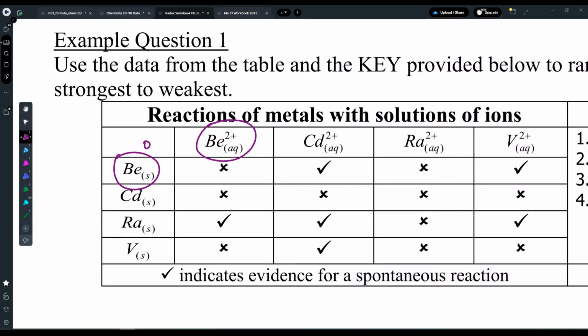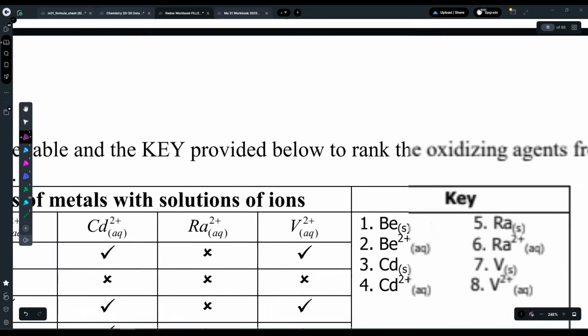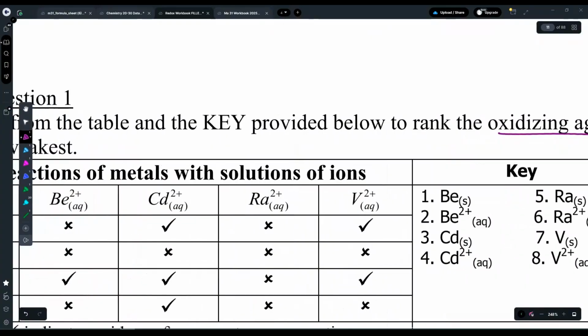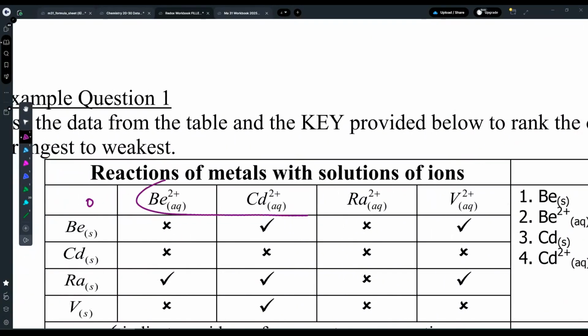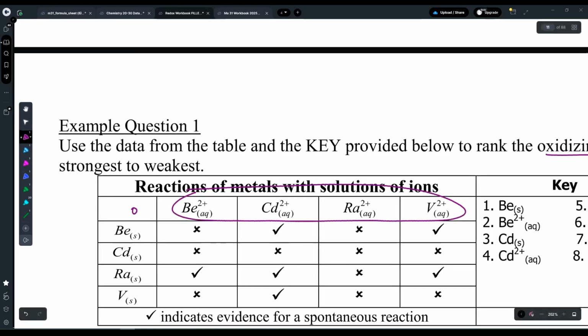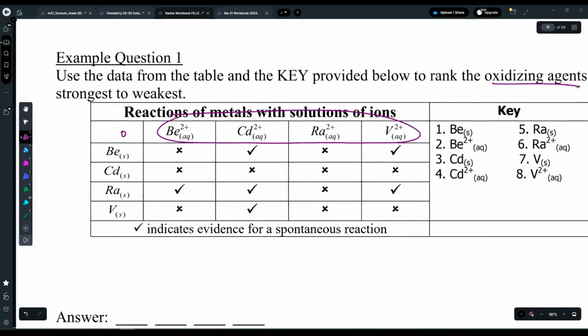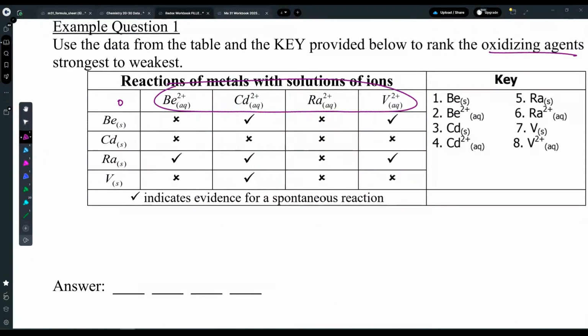Gaining electrons is reduction, okay? And things that get reduced are oxidizing agents, okay? And we were asked to rank the oxidizing agents. So that means you're ranking the ions, because those are your oxidizing agents, because they're the things that get reduced. They help something else to get oxidized. Okay, so the check mark indicates evidence for a spontaneous reaction. So we want to figure out which one of these ions went through the most spontaneous reactions here.